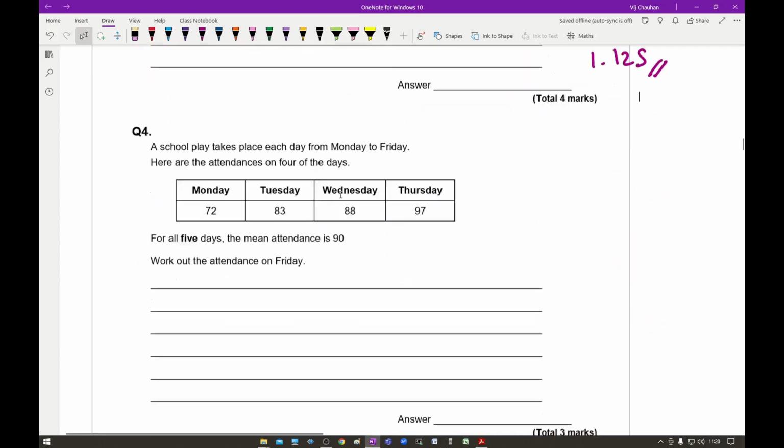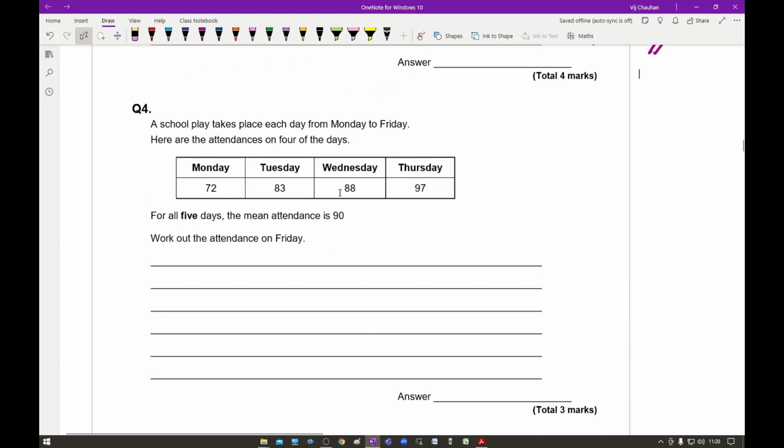Moving on to question 4, it says that a school play takes place each day from Monday to Friday. Here are the attendances on 4 of the days, and for all 5 days the mean attendance was 90. Work out the attendance on Friday. So if we start by writing Friday, and we call that x, x is what we're trying to find. Now to work out the average, I need to add the 5 numbers up, divide by how many days there are, and that will give me my mean, which they tell me is 90.